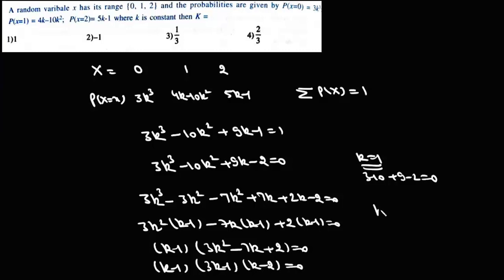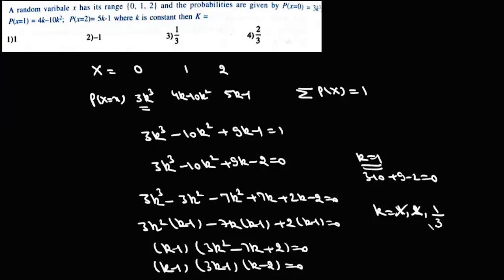तो यहां से k की 3 वैल्यूज आ गई, या तो k 1 है या 2 है या 1 by 3 है. अब हमको पता है कोई भी प्रोबेबिलिटी नेगेटिव नहीं हो सकती और हमेशा 0 और 1 के बीच में लाई करना चाहिए. तो 1 और 2 लेंगे तो ये प्रोबेबिलिटी 1 से बड़ा हो जाएगा, तो 1 नहीं हो सकता, 2 नहीं हो सकता.